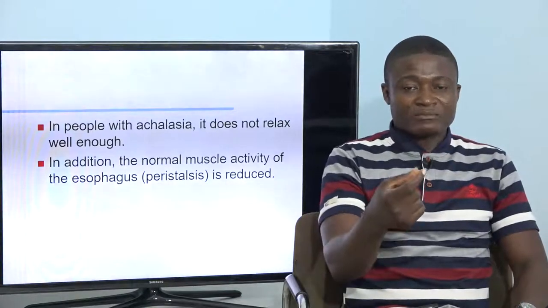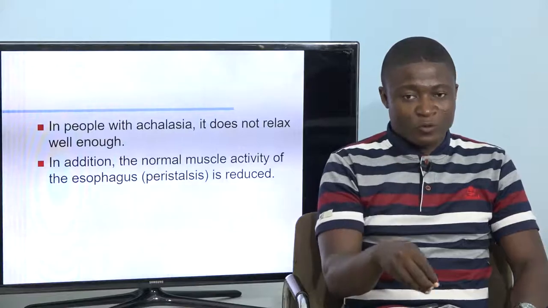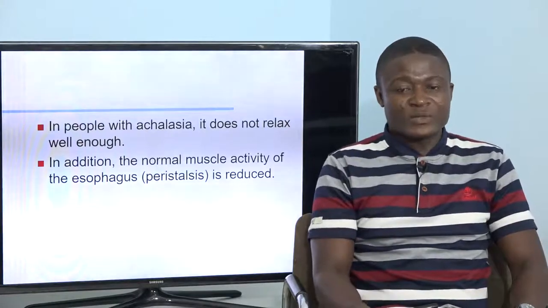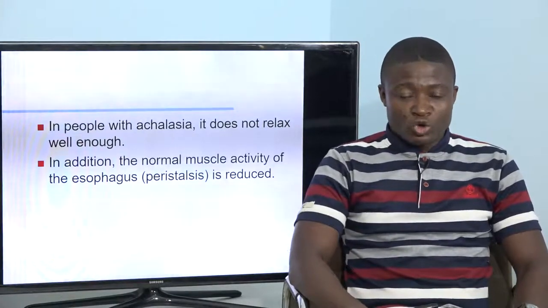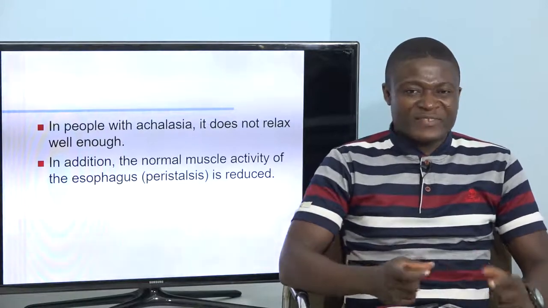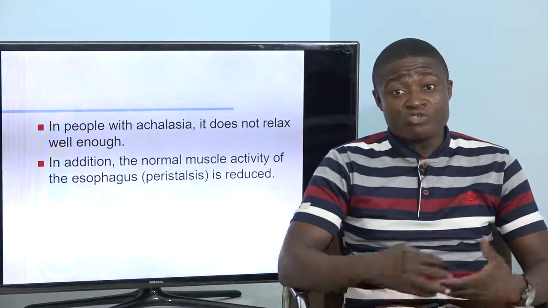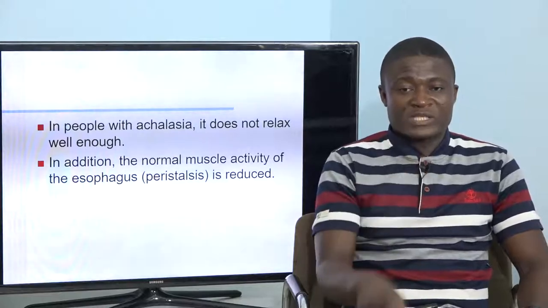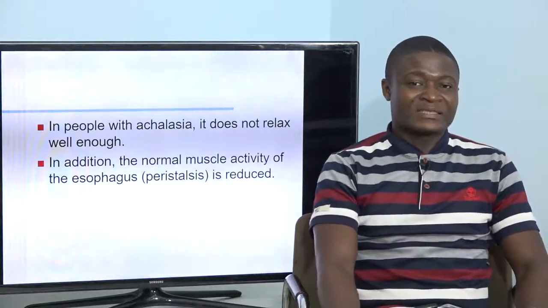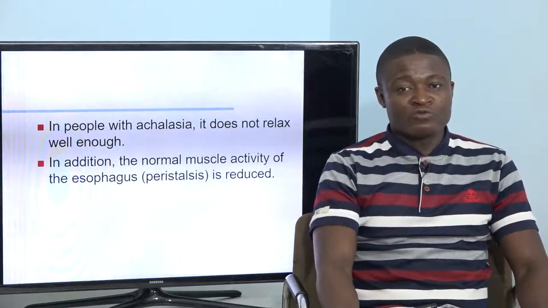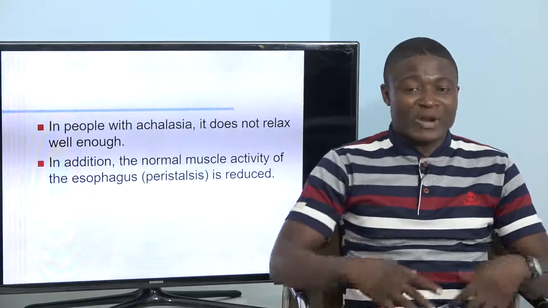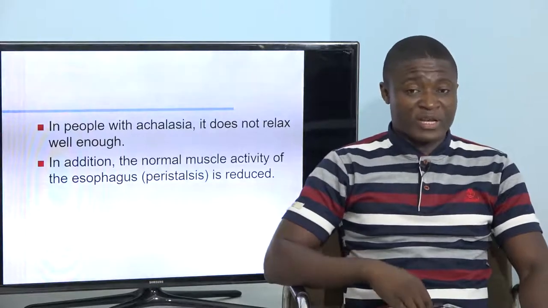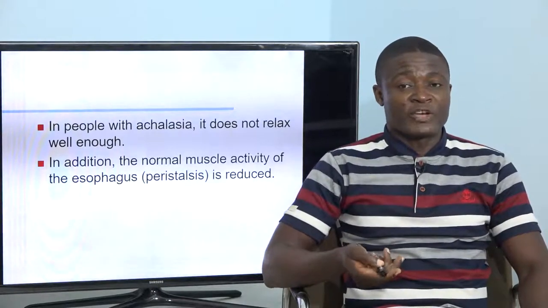So food that enters the esophagus is propelled by peristaltic movement from the esophagus into the stomach. In a situation where the peristaltic activity of the muscles of the esophagus is reduced, it is not able to propel the food from the esophagus into the stomach, coupled with the fact that the lower esophageal sphincter has become hardened. It's not able to relax enough to allow food to enter into the stomach. So these two major problems are what cause the condition we refer to as achalasia.